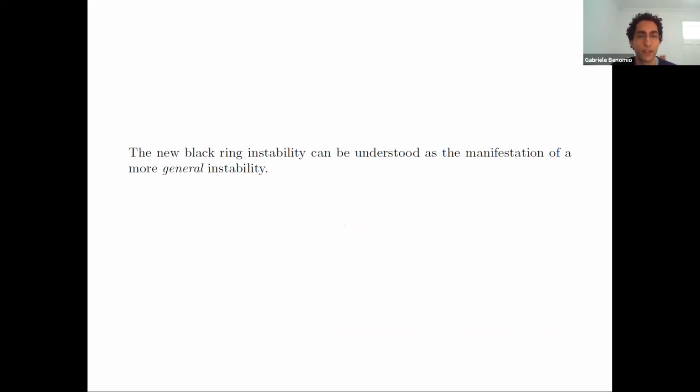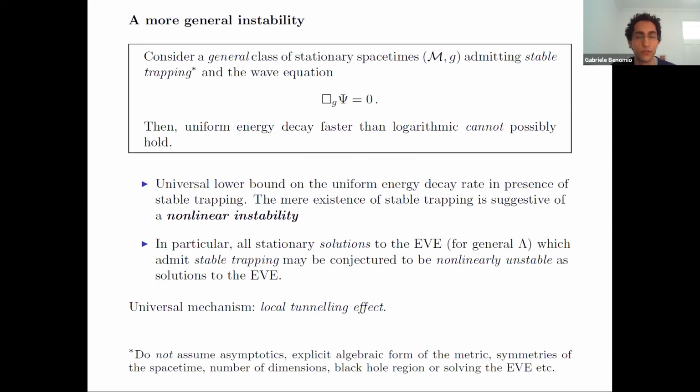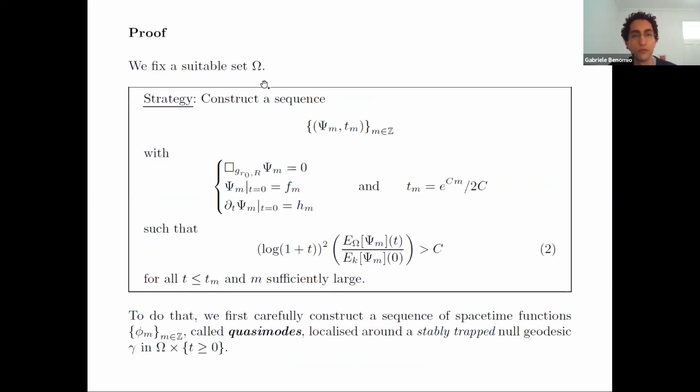So the proof starts by fixing a set with that feature, namely a set omega where a stably trapped null geodesic can be contained. The strategy would be to construct a sequence of functions Cm and times Tm such that Cm is a solution to the homogeneous wave equation with a certain sequence of initial data, here called Fm and Hm. And Tm is a sequence of times that is increasing, becoming larger and larger as m gets larger, in particular exponential in the frequency, and such that this inequality that I have here holds for all t less or equal than Tm and for m sufficiently large.